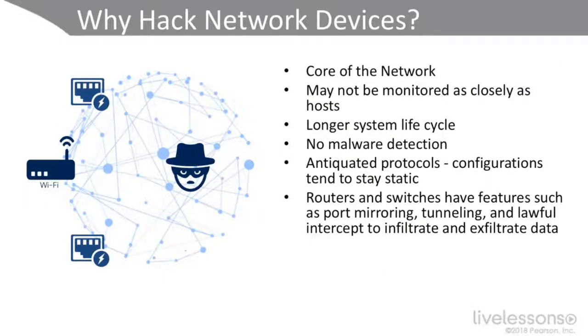Routers and switches have features such as port mirroring, tunneling, lawful intercept, where you can use those as an attacker to infiltrate and even exfiltrate data. So when I say infiltrate data, you can inject packets that look like they're coming from some host, where in reality they're coming from somewhere completely different. An example of this is using GRE tunneling. If you can send packets directly to a router, you can have that GRE tunnel get stripped off and then forwarded onto a host.